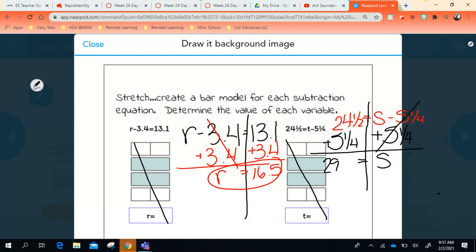29 and 3/4. Make sure that when you're rewriting your numbers, you're checking to make sure it's right, because I did see 1 or 2 people write the wrong fractions just because when they went from one side to the other, they changed it a little bit. Just be careful with that. So that is our answer.